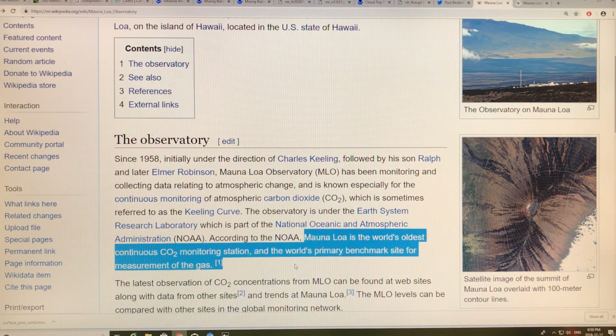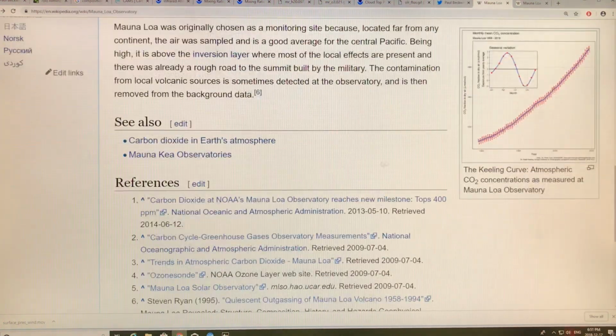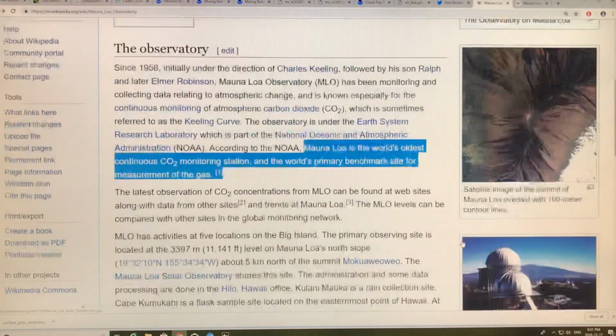So if you see a number for CO2 in the atmosphere, or a number for methane or nitrous oxide or these other things, and it doesn't say where it's from, it's likely from this Mauna Loa site. So why stick it on a mountain in Hawaii, a volcano for that matter? When a volcano erupts, of course, it produces lots of CO2.